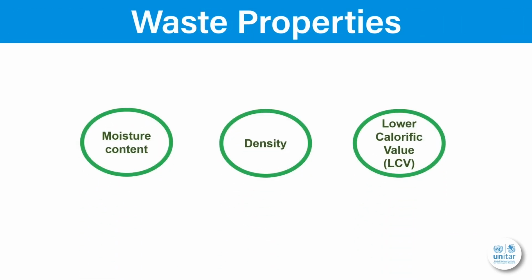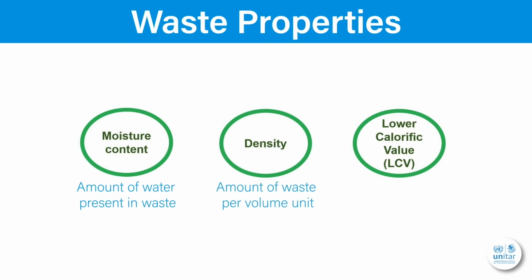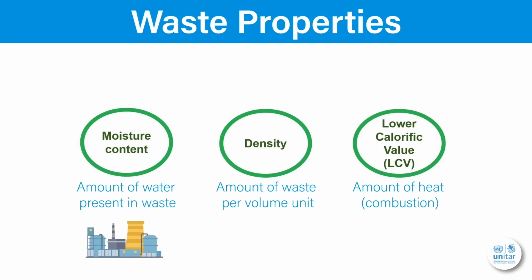Let's move on to waste properties. The moisture content is the amount of water present in the waste, which is directly related to the density, that represents the amount of waste per volume unit, and the lower calorific value, LCV, which is the amount of heat released during the combustion. The moisture content influences the treatment options, the density influences more the type of vehicle needed for waste collection, whether a compact truck will be needed or not, and the LCV influences the efficiency of the incineration process.